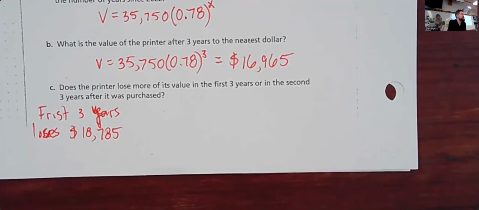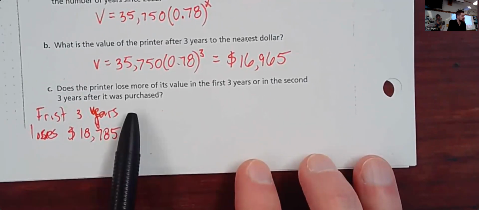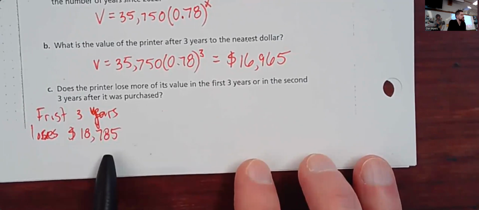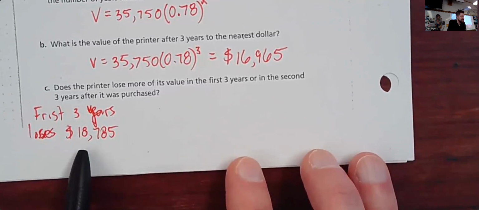That's a lot, which means it can't possibly lose more money over the second 3 years because it doesn't even have this much more to lose, right? If it had that much more to lose, it would be in the negatives, which isn't a thing when it comes to value. So there's no way it could possibly be the second 3 years. In the first 3 years, it loses $18,785.